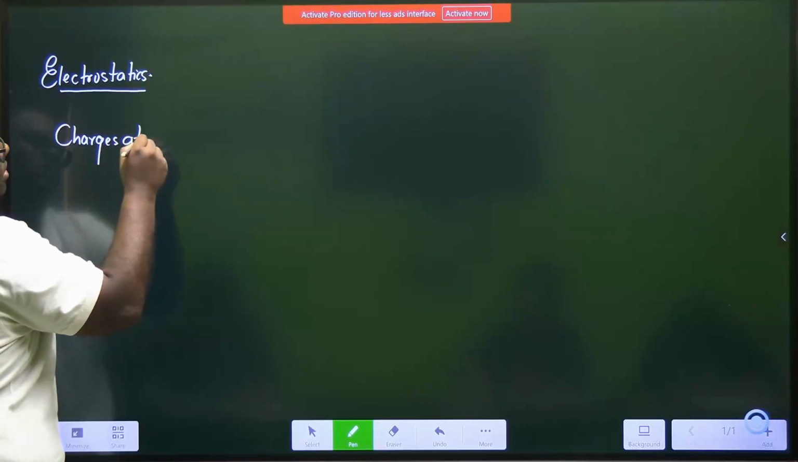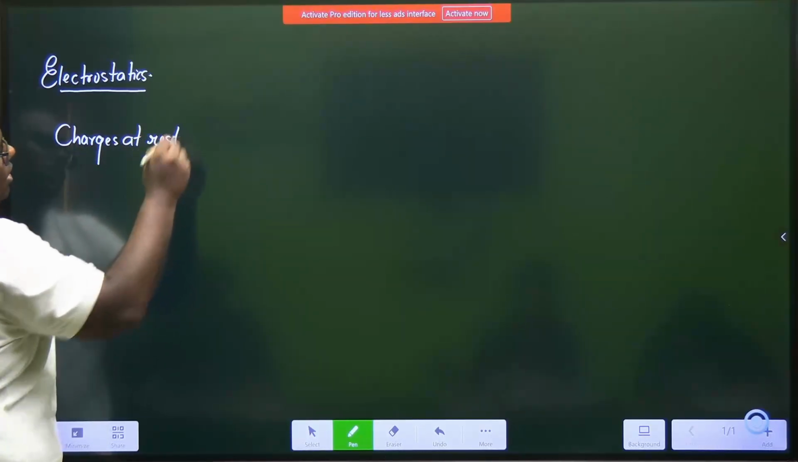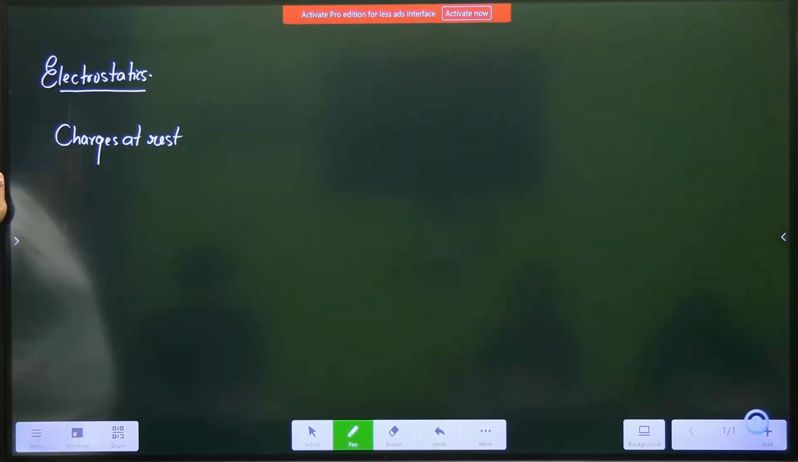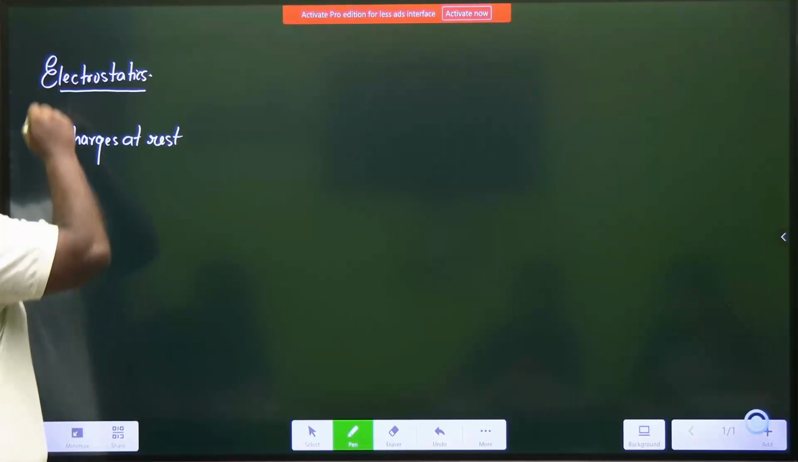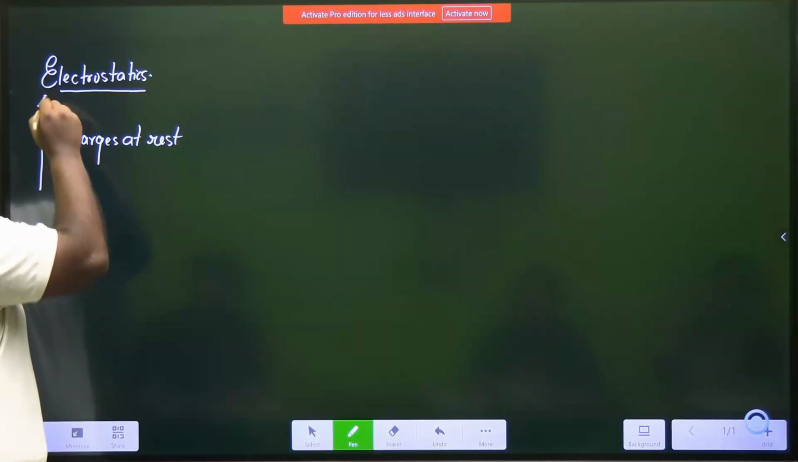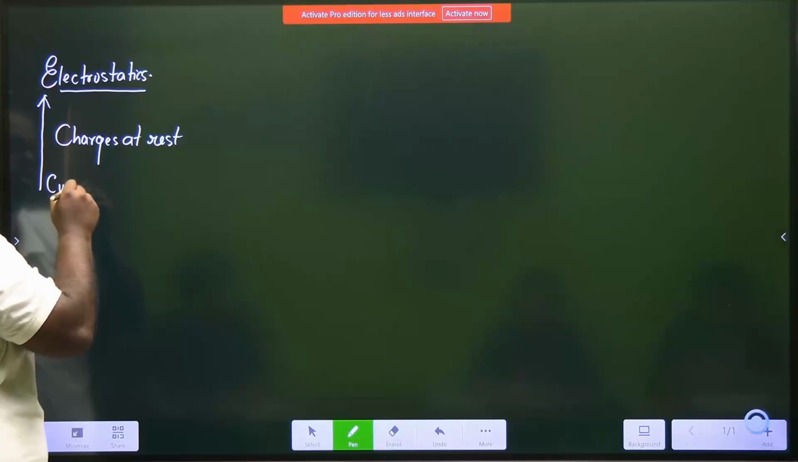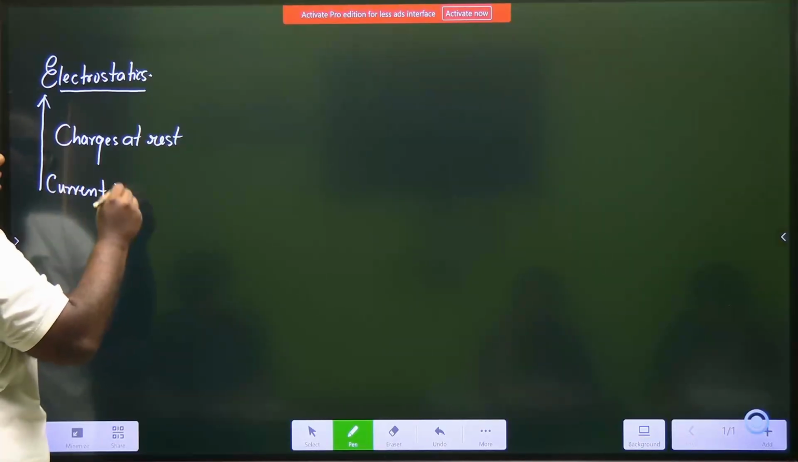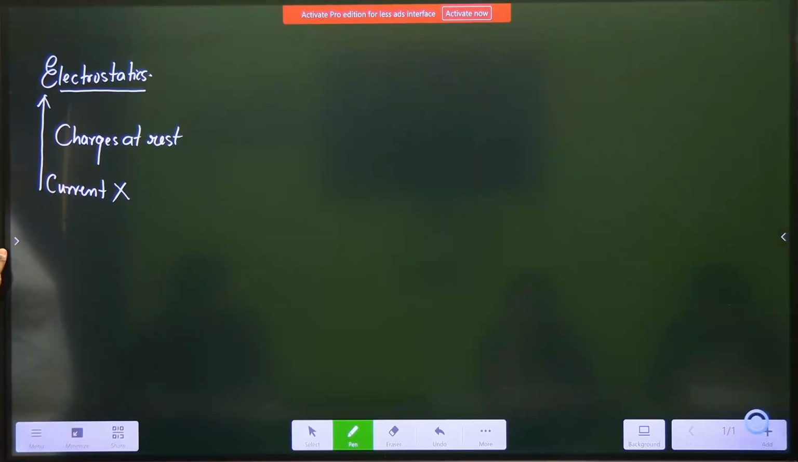at rest, right? In grade 10 you had heard that current is the flow of charges. You had read current I is equal to Q upon T, the flow of charges. That means in this particular chapter, you will not hear anything about current. Why? Because your charges are at rest.